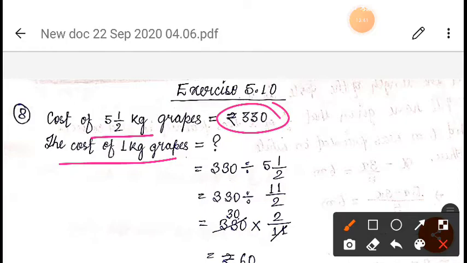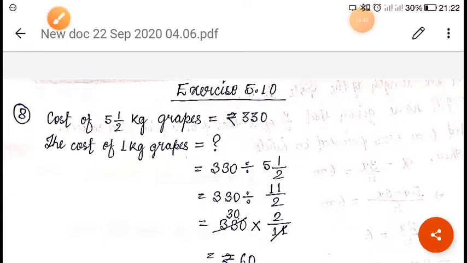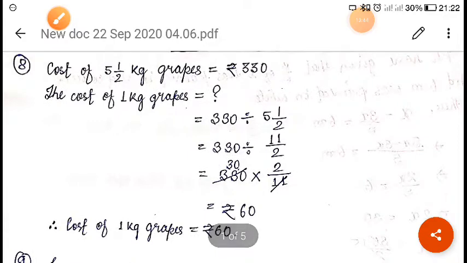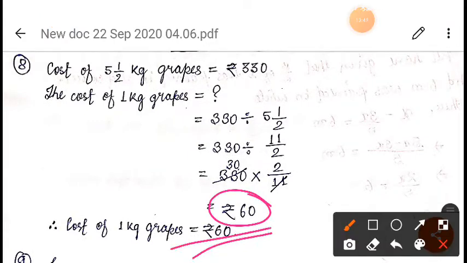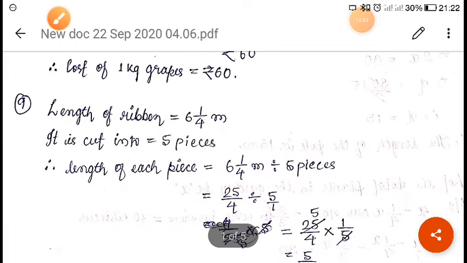So what we will do, we will divide this with this, as you can see here. When you divide this, we will get rupees 60, right? I hope you are understanding this, right? Next is question number 5. Length of a ribbon of length 6 1 by 4 meter is cut into 5 pieces of equal length. Find the length of each piece.